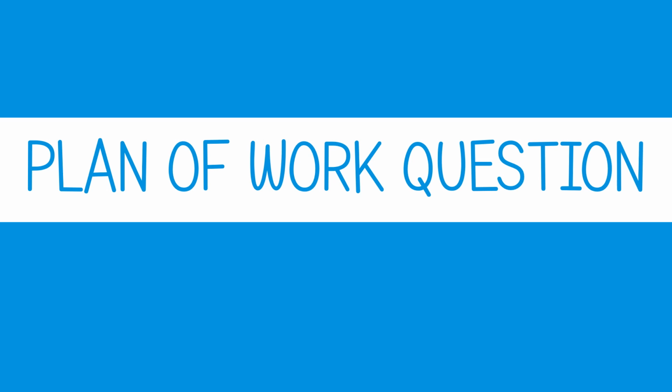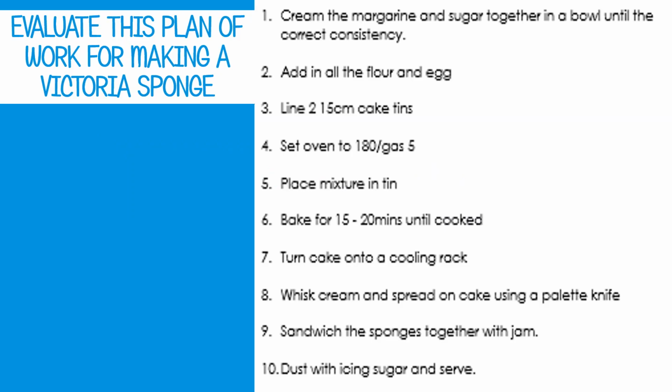Another type of question that you might encounter is evaluating a plan of work in your exam. So you'll be given a plan of work or really just the recipe method, and then the question might be something along the lines of evaluate this plan of work for making a Victoria sponge. So you're given steps 1 to 10. What I would recommend in your exam is just making a few brief highlights, underlining things or making a few notes, going through each stage and saying what's good or bad about these particular stages.